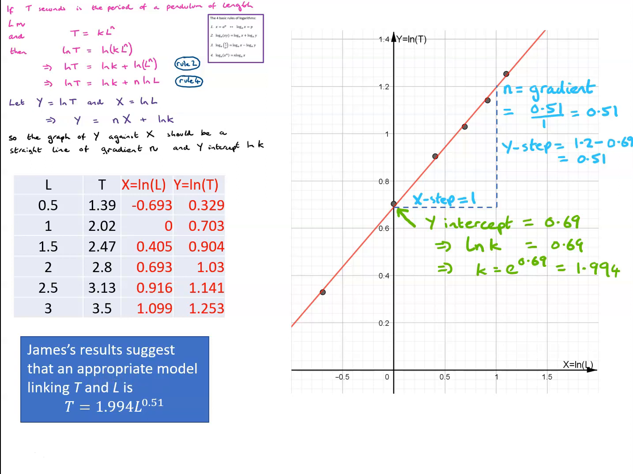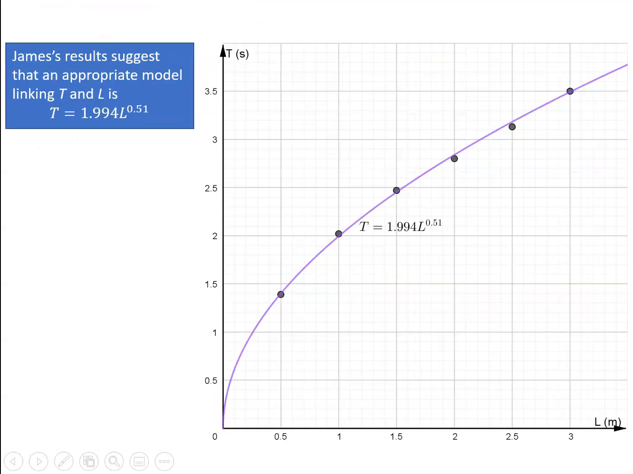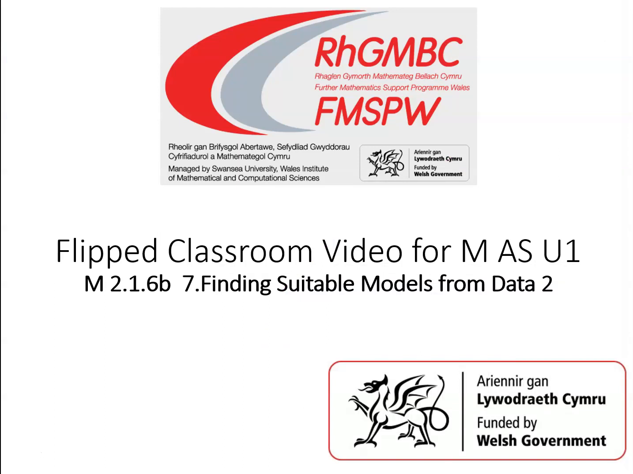So the analysis that we've done on James's results suggests that an appropriate model linking t and L is the rule t equals 1.994 times L to the power 0.51. And if we return to the original scatter diagram and superimpose the curve t equals 1.994 L to the 0.51, we can see that it is indeed a good fit to James's experimental data. That concludes the video on finding suitable models from data.